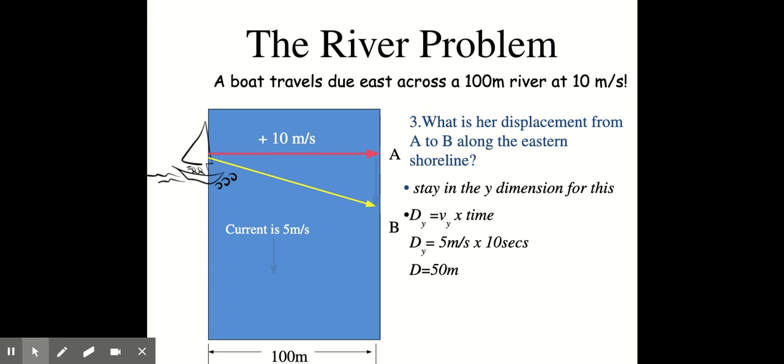And then finally, what is the displacement from A to B? So now we're trying to find this distance on the shoreline. I want to know how far I am from A when I am at B. If it takes us 10 seconds to get across the river, then every second our boat gets pushed 5 meters down the river. So 10 times 5 is a distance of 50 meters.